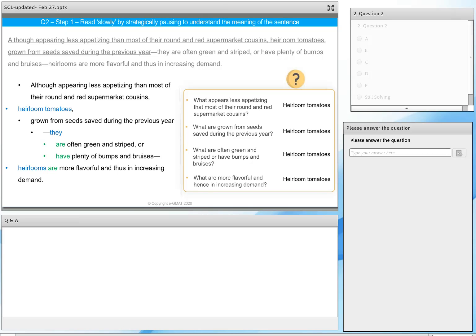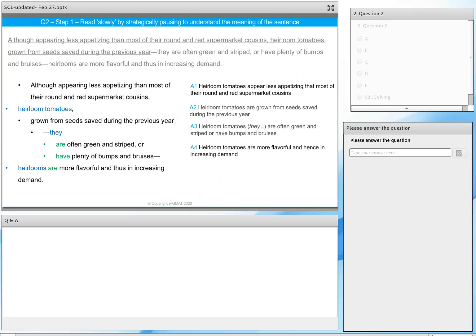So we have lots of descriptive information about these heirloom tomatoes. Nicely done. So now that I have pulled all these key components, I can turn these probing questions into my key aspects or my main ideas of my sentence. Heirloom tomatoes appear less appetizing than most of their round and red supermarket cousins. Heirloom tomatoes are grown from seeds saved during the previous year. Heirloom tomatoes, which we said they, remember I stopped and marked up that. So they are often green and striped or have bumps and bruises. So I'm making that antecedent pronoun connection. And heirloom tomatoes are more flavorful and hence increasing in demand.